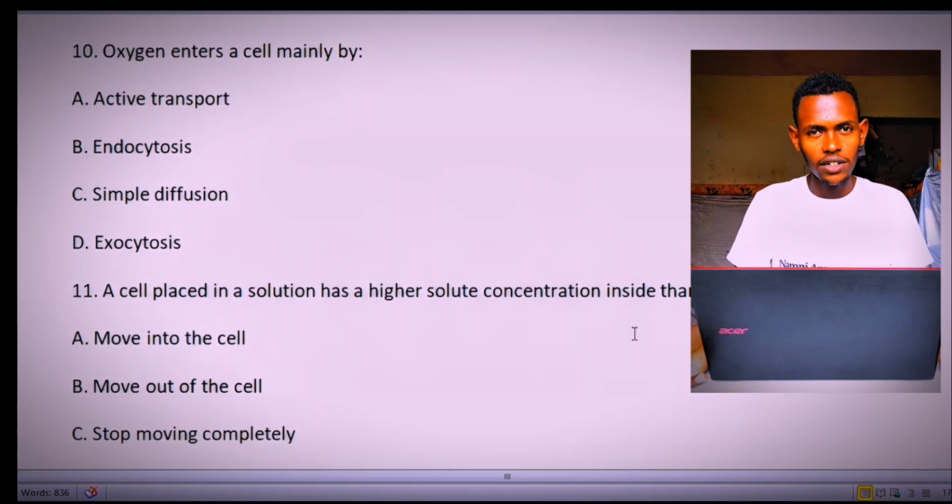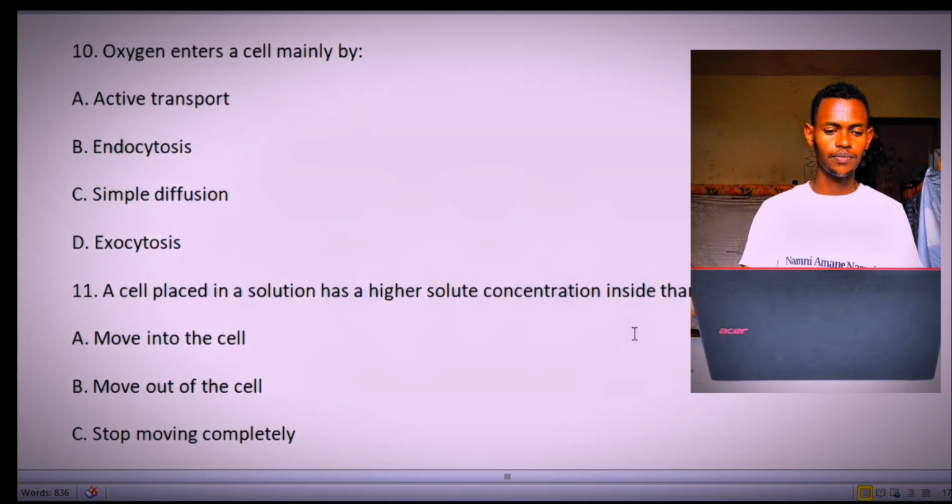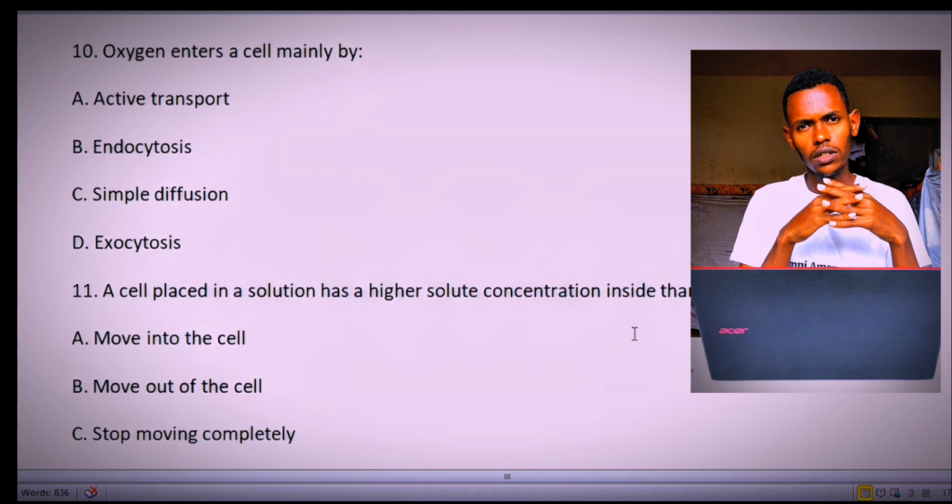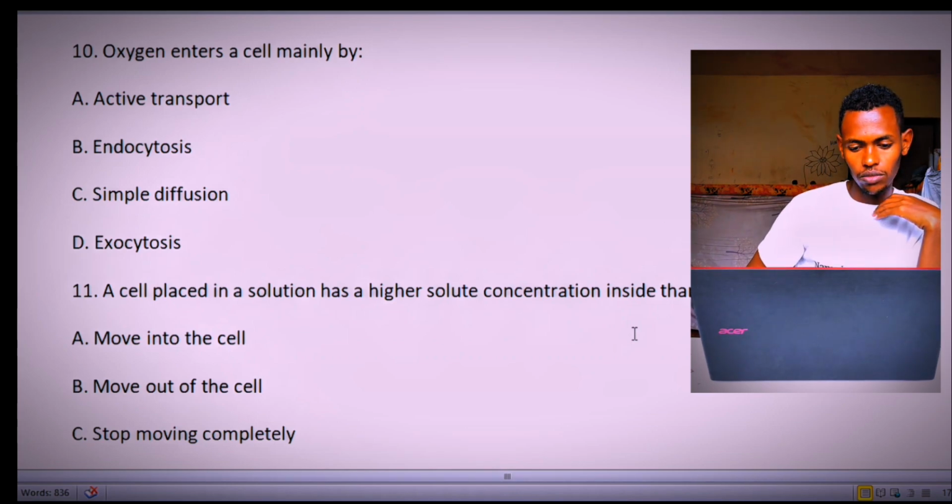So what is the answer? The answer is C, that is simple diffusion.